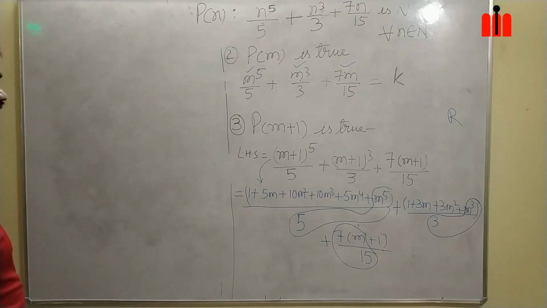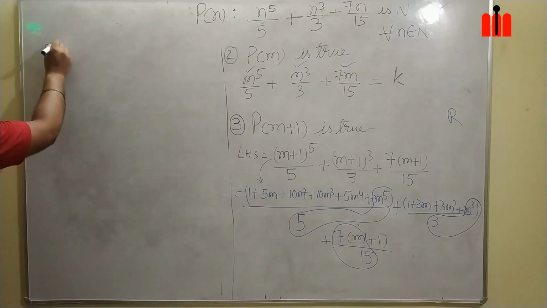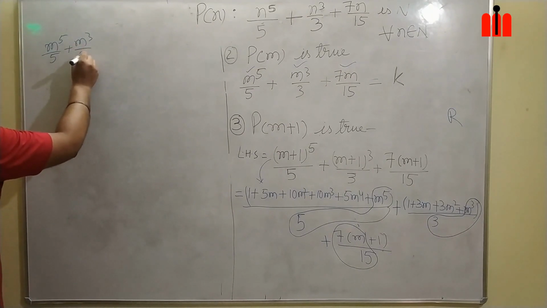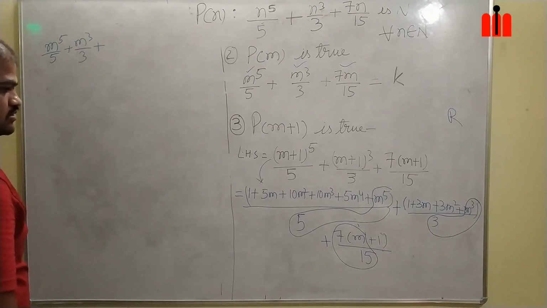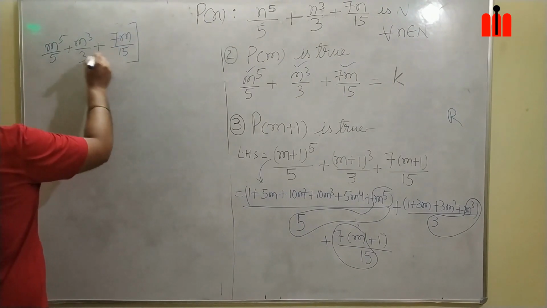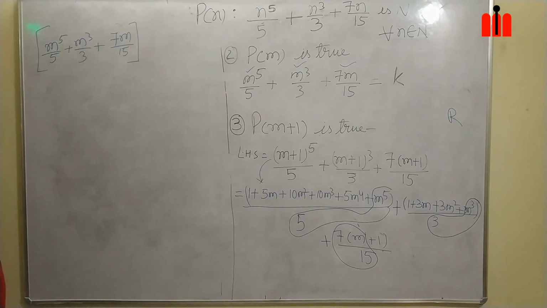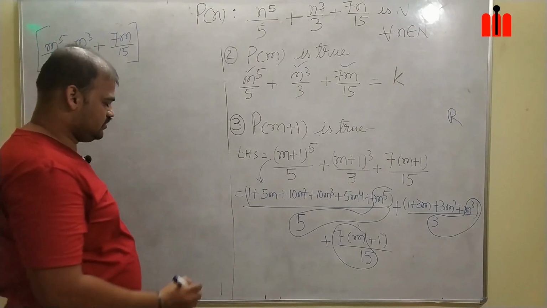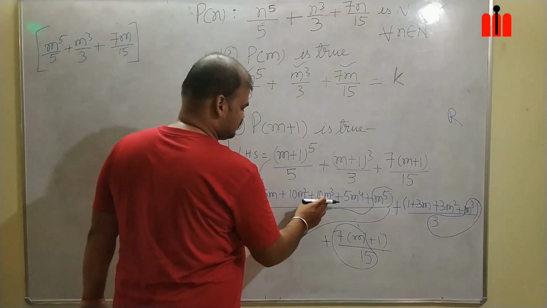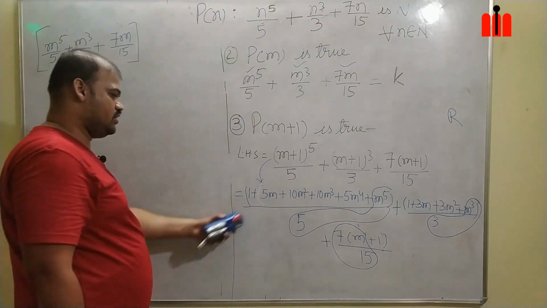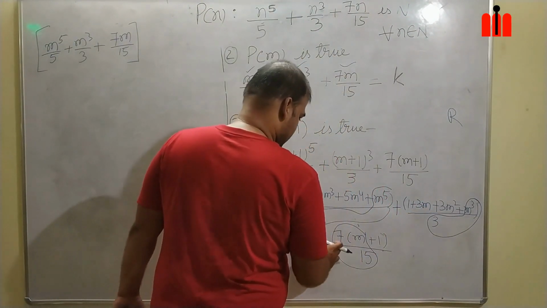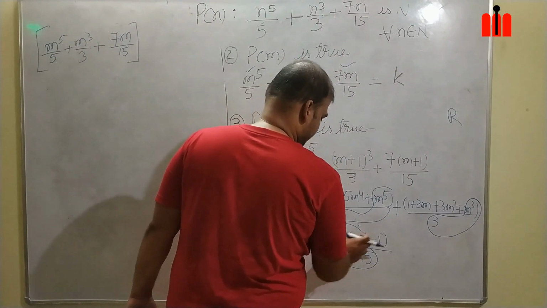Now what will we do? We will take m^5 by 5 + m^3 by 3 + 7m by 15 in one bracket. Now what are we left with? We are left with 1 + 5m + 10m^2 + 10m^3 + 5m^4 in the first. In the second, we are left with (1 + 3m + 3m^2) by 3, and in the last term we are left with 7 by 15.